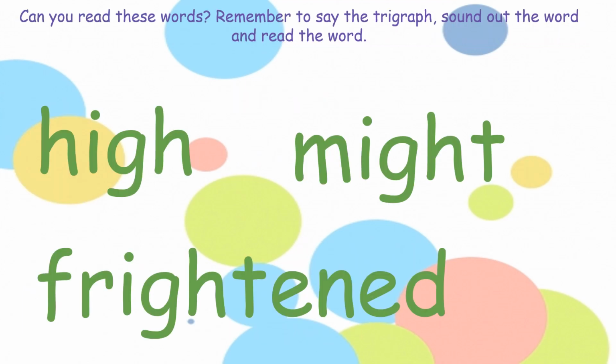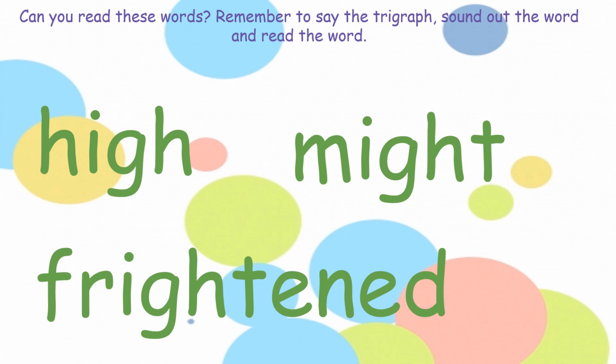Okay, so now I have some words on your screen and we are going to try and read these words. Remember the skills that we use when we're trying to read unfamiliar words. First, we find the digraph or the trigraph, and remember a digraph is two letters that make one sound and a trigraph is three letters that make one sound. Next, we sound out the word. And finally, we read the word.